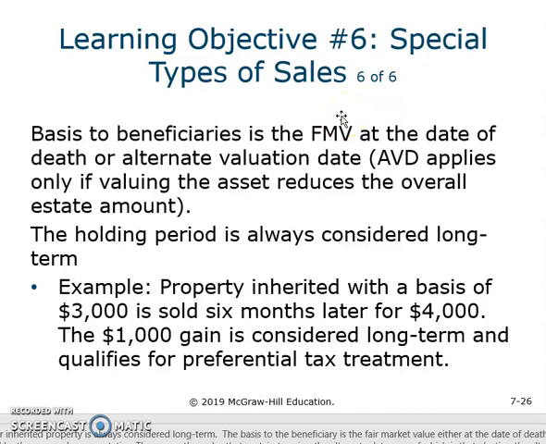If property is inherited, the basis to beneficiaries is going to be the fair market value at the date of death, or there is an alternate valuation date that can be used. The holding period is always going to be considered long-term. So, for example, if there is property that was inherited with a basis of $3,000 and it's sold 6 months later for $4,000, the $1,000 in gain would still be considered long-term and would qualify for preferential tax treatment because it is inherited property.